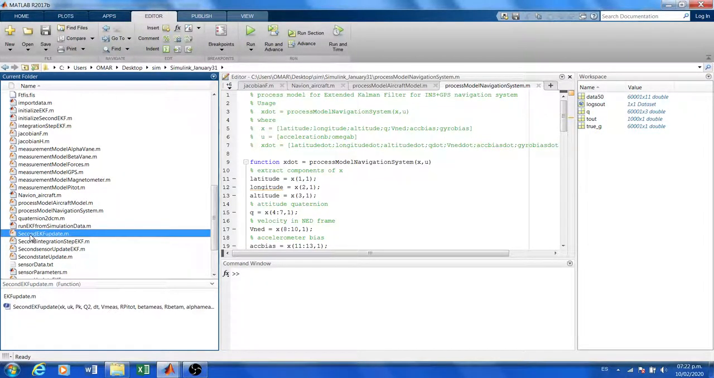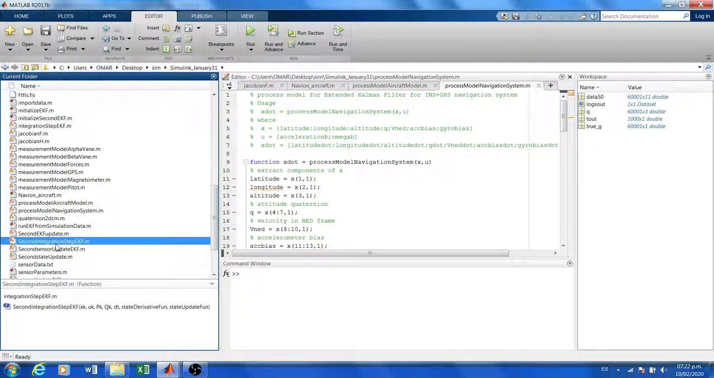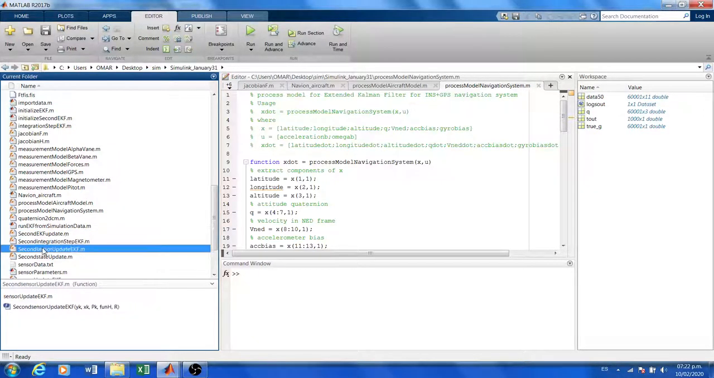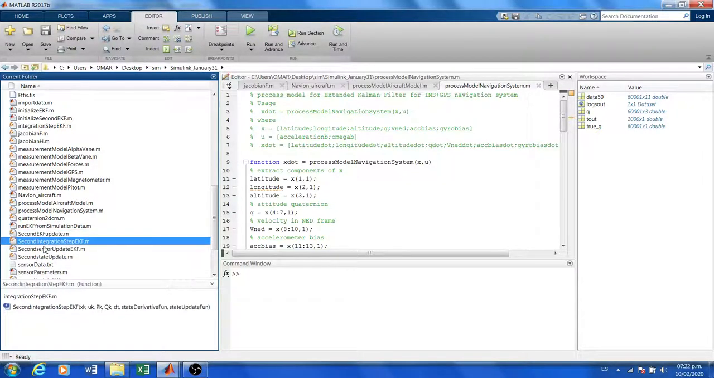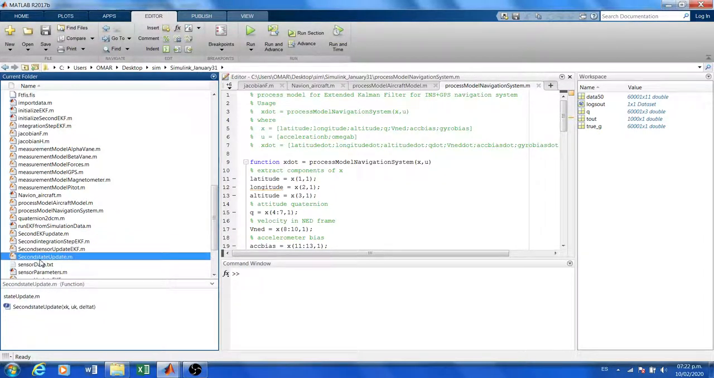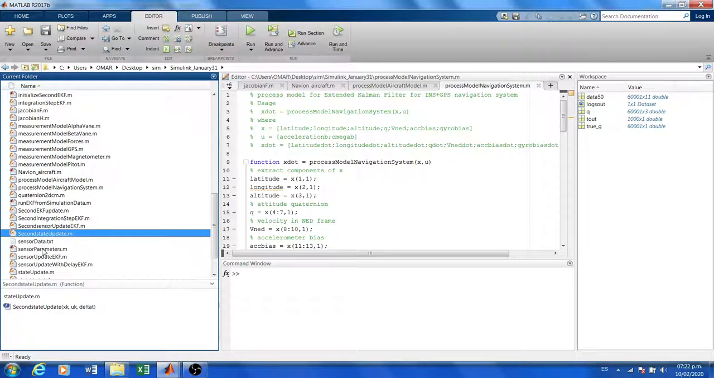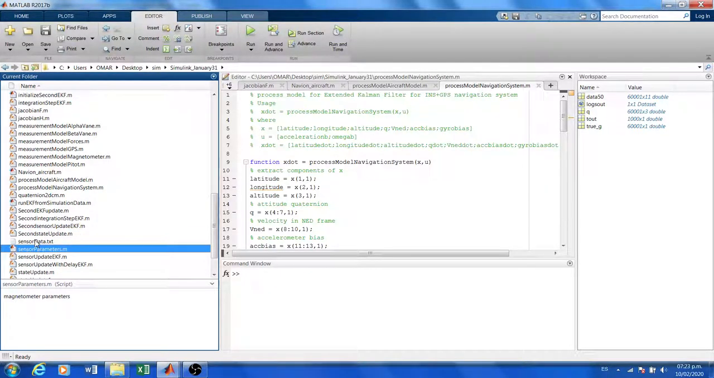And these are the second extended Kalman filter update, second integration step, all the same functions, but for the second Kalman filter. Here, this is sensor data. It was used to compute the covariance and the variance, covariance and noise for the sensors.